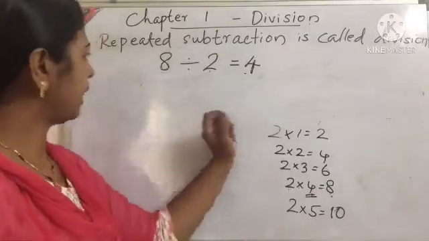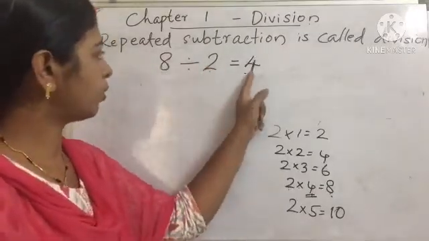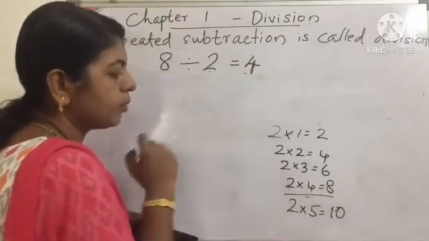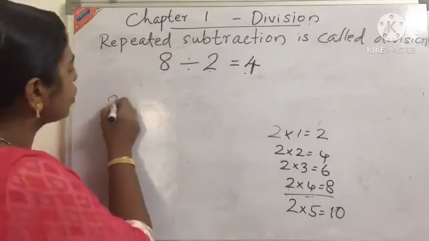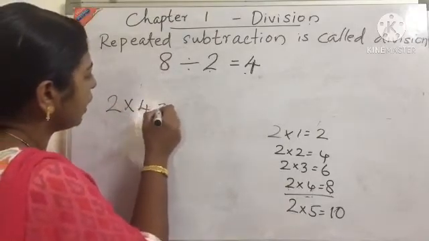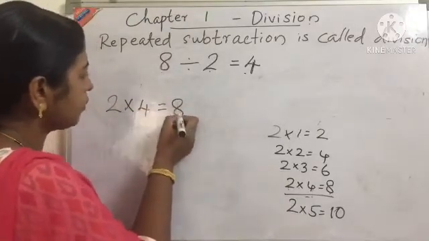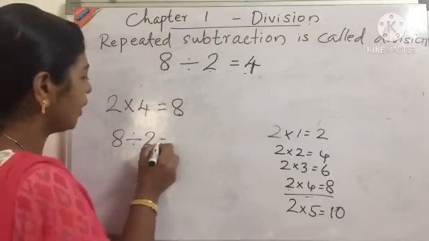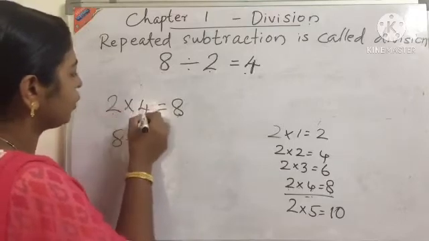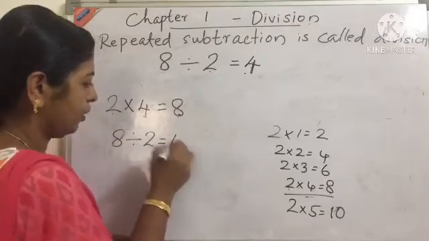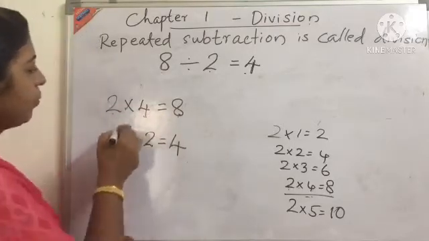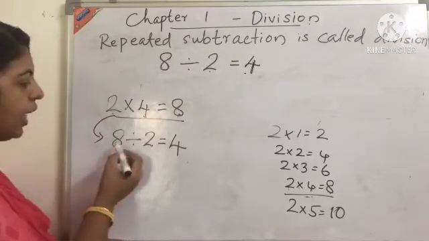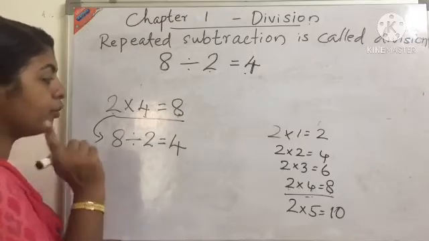Here we got the answer 8 divided by 2 equal to 4. From where did we get this answer? From the multiplication table of 2. That is 2 into 4 equal to 8. From this we got 8 divided by 2 equal to 4. From this multiplication we are getting division facts.